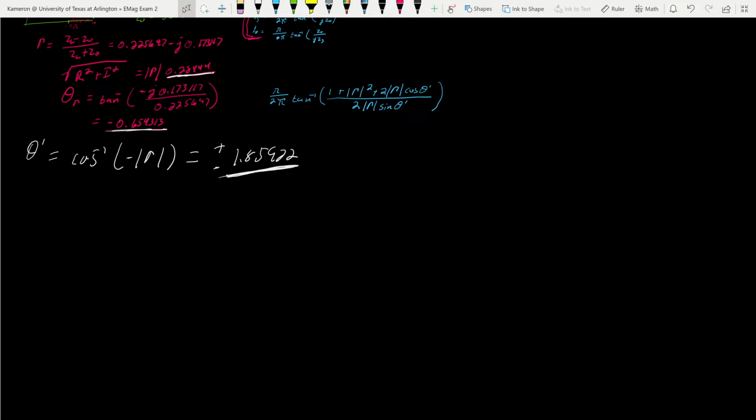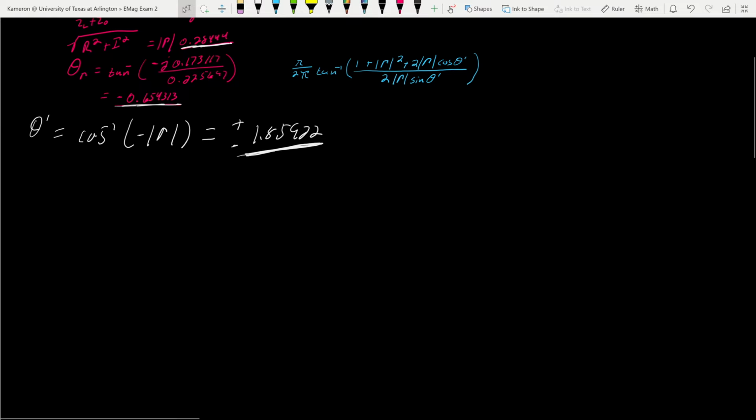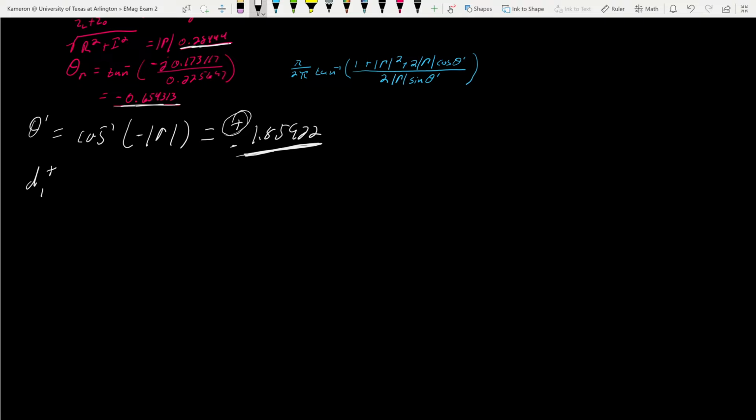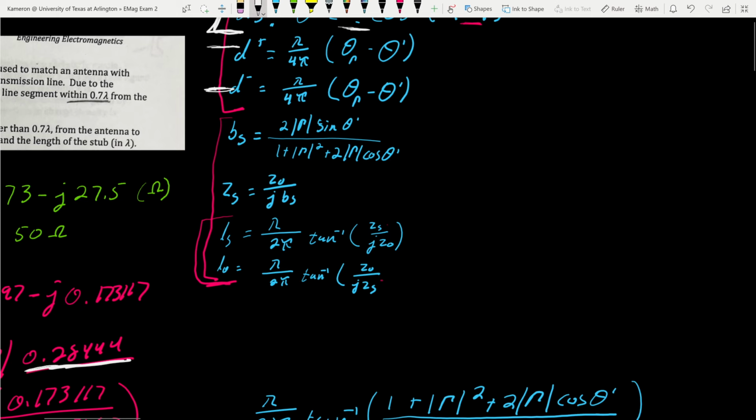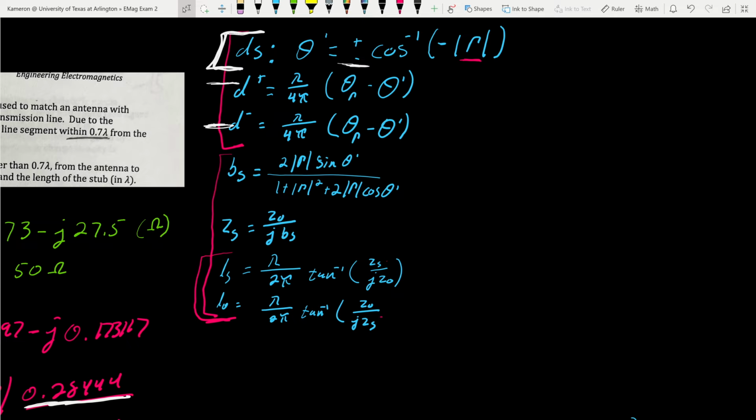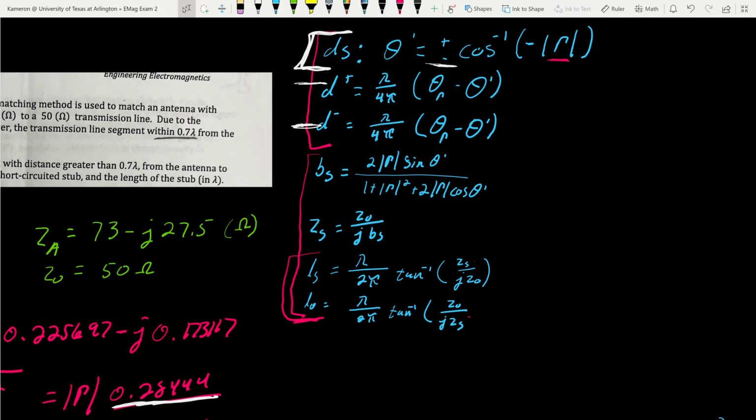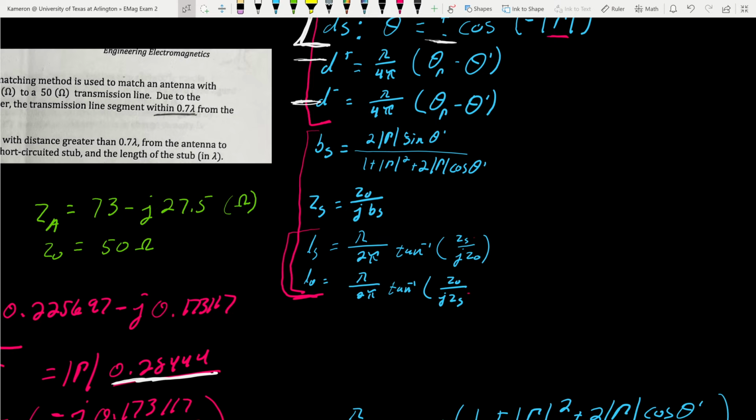We're going to start with our first case of D1, and I'm going to denote it with a plus sign, which tells me I'm using the positive value of theta prime. Our equation is lambda over 4 pi times theta gamma minus theta prime. Since our equation did not give us any time-varying voltage or sinusoidal equation, we cannot solve for lambda. So lambda is just arbitrary here. We'll just do theta gamma minus theta prime, divide that by 4 pi, and our answer will just have a lambda on the end.